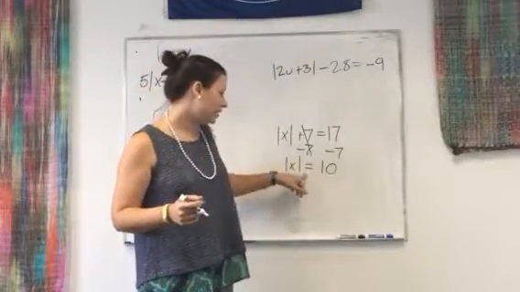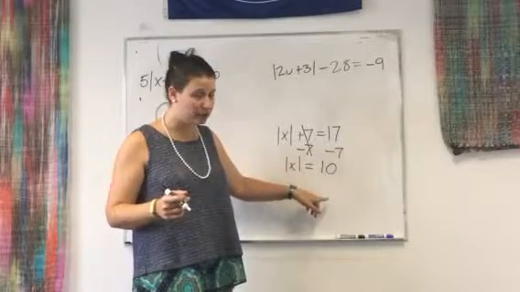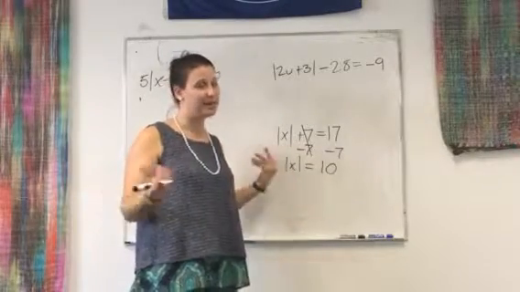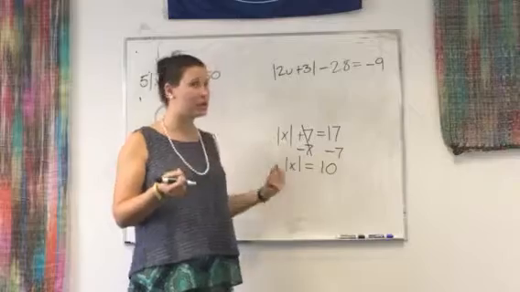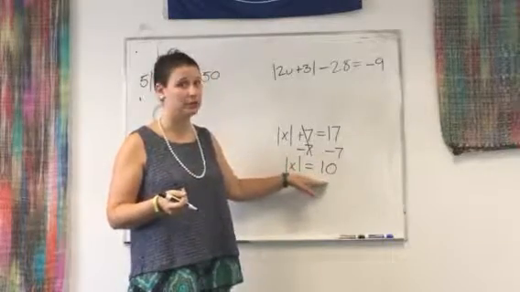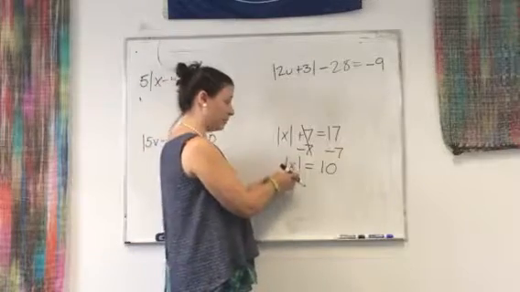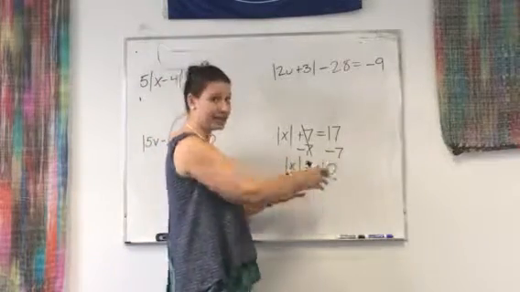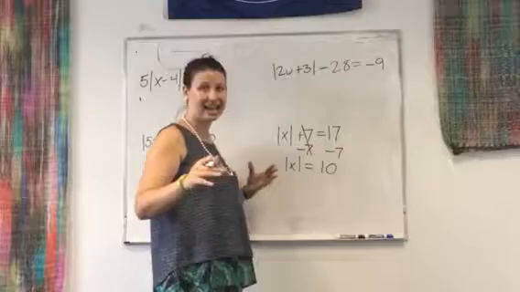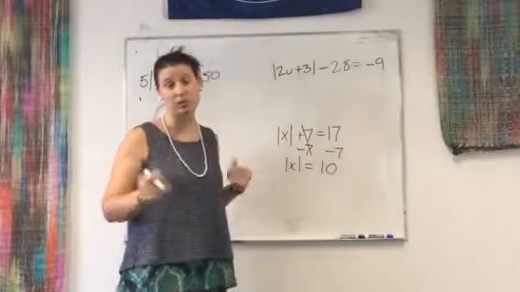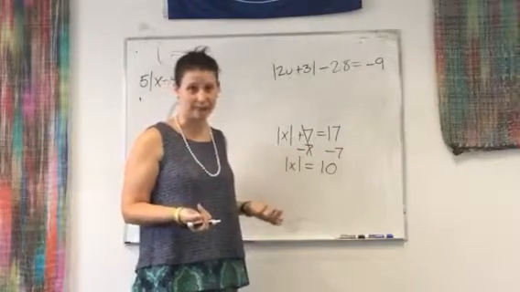However, if we have it equal to a negative number, that's never going to happen. An absolute value should always equal a positive number. So at this point in any problem, if we have absolute value of something equals a negative number, bad. That equation has no solution because that just can't happen.